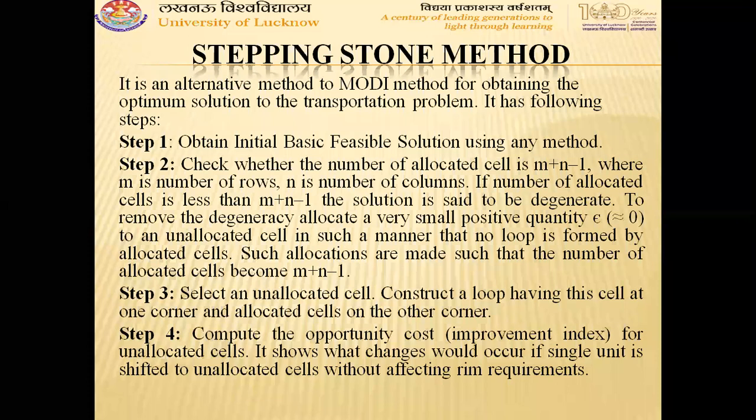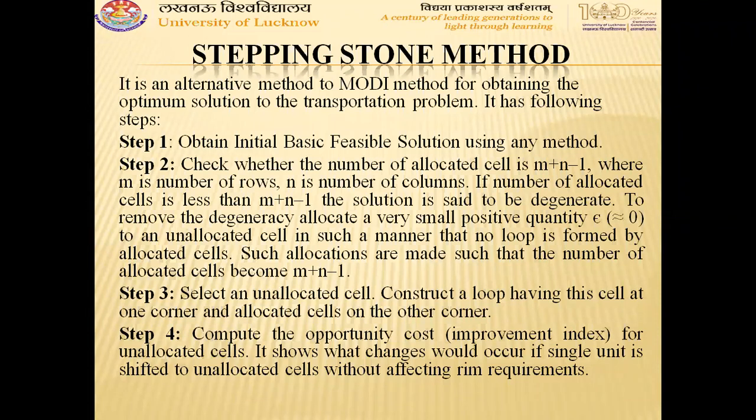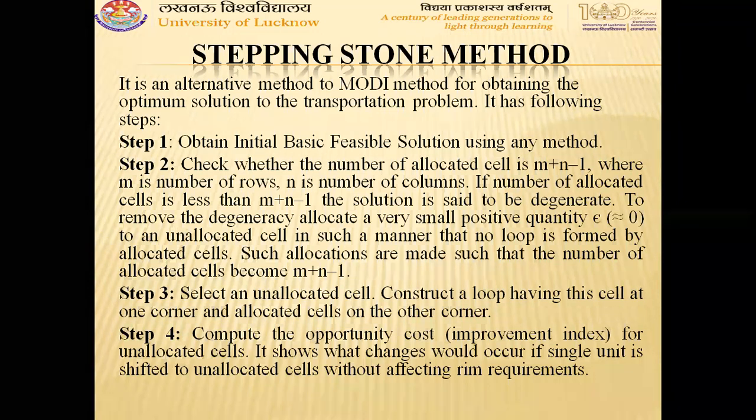The third step says select an unallocated cell, construct a loop having this cell at one corner and allocated cells at other corners, and compute the opportunity cost, which is also called as improvement index for unallocated cell. Repeat step 3 and step 4 for all the unallocated cells. The opportunity cost is the change that would occur if single unit is shifted to unallocated cell without affecting the rim requirement.